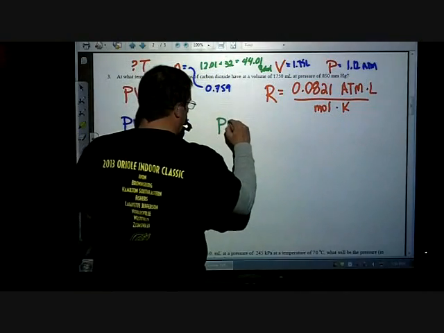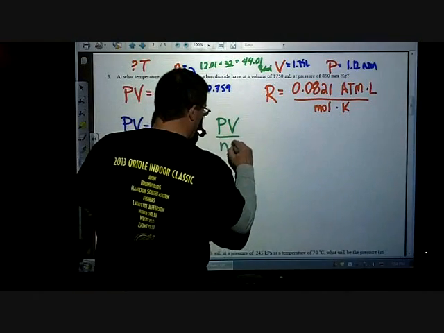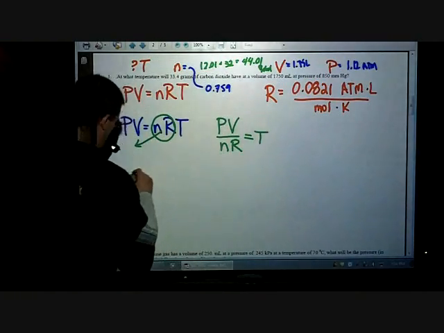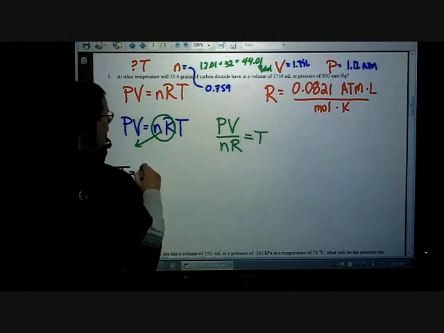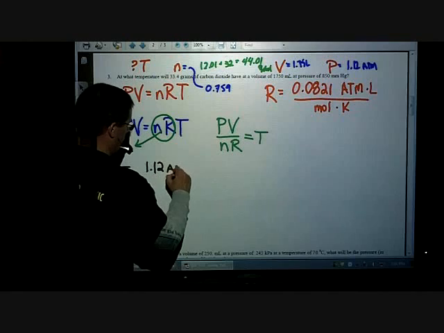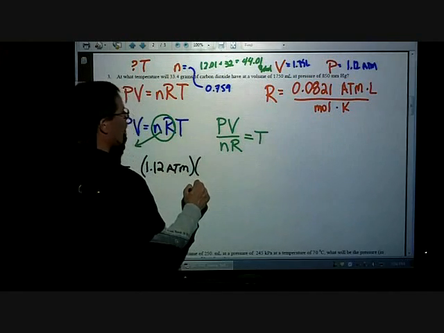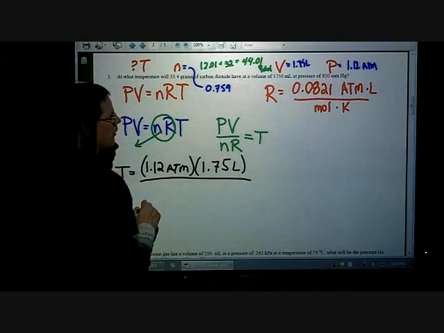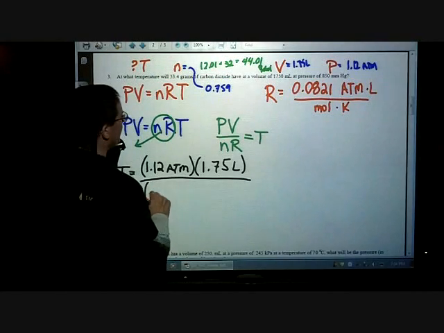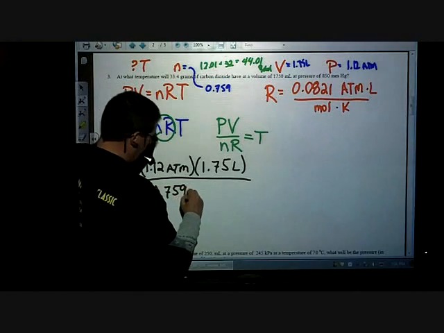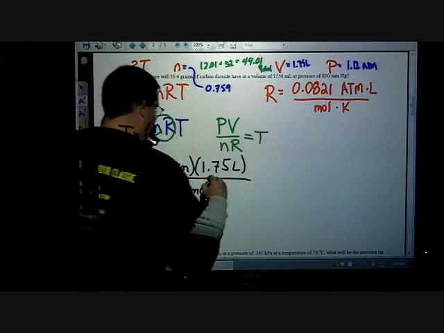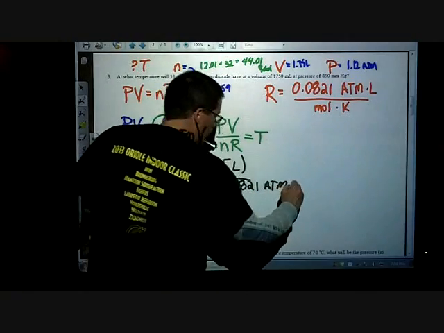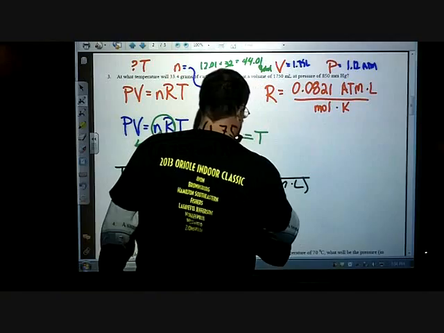So now my equation looks like this: PV over nR equals T. And we can plug in our variables now. The pressure, which is 1.12 atmospheres. The volume, which is 1.75 liters. The number of moles, which is 0.759 moles. And the R value, 0.0821 atmosphere liter per mole Kelvin.